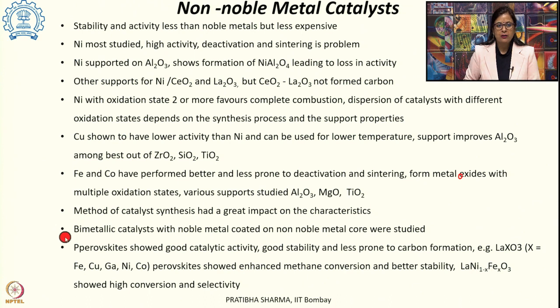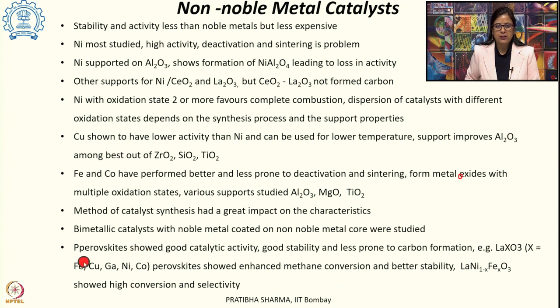An option to reduce the cost and at the same time improve the activity is the use of bimetallic catalysts. We can combine noble and non-noble metals in such a way that the noble metal is coated onto a non-noble metal used in the core. So a core of non-noble metal and a shell of noble metal, wherein we can reduce the use of noble metal and decrease the cost, while still having the benefit of using noble metal.